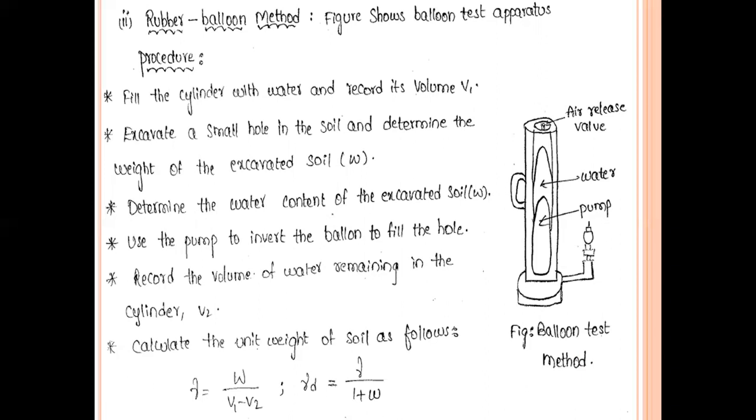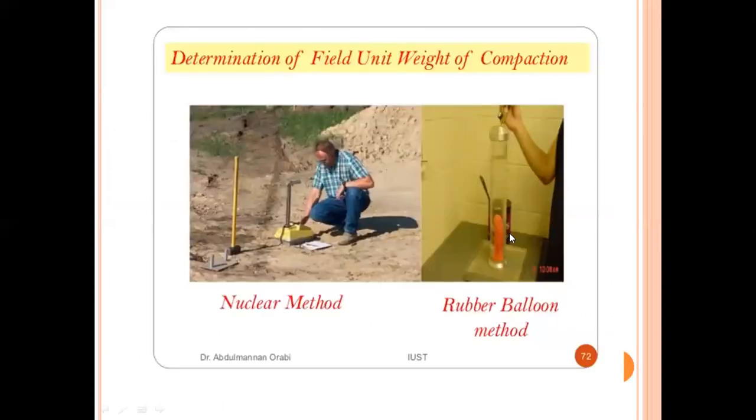Use the pump to inflate the balloon to fill the hole. Record the volume of water remaining in the cylinder, indicated as V2. Here calculate the unit weight of soil as follows. Gamma equals W divided by volume V1 minus volume V2. Dry unit weight gamma d equals gamma divided by 1 plus w. This is the rubber balloon method. Show the figure.